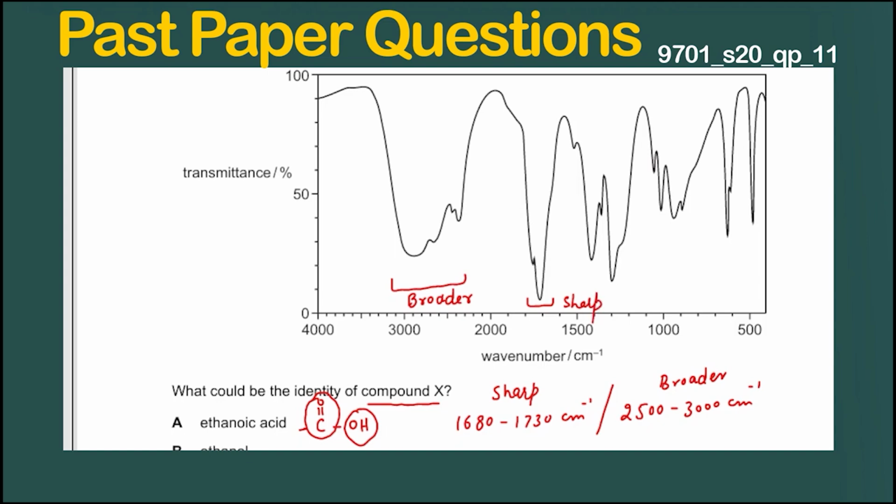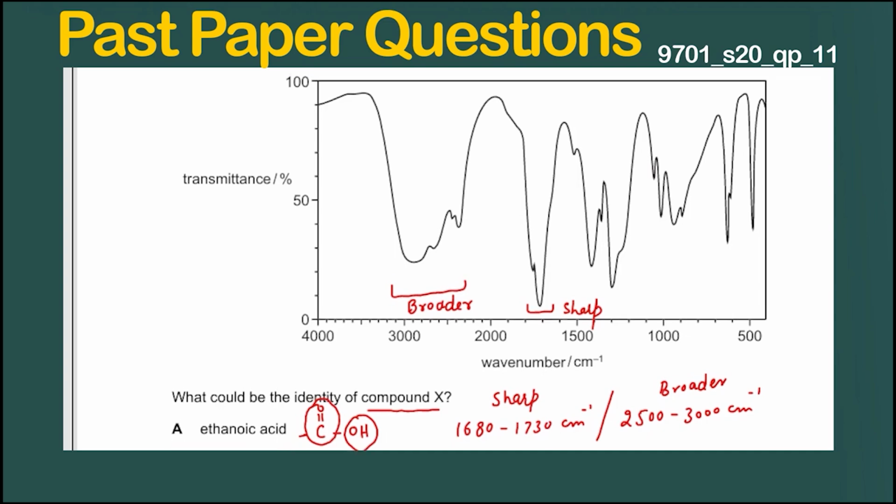In ethanol, there is only one OH group that is attached with the carbon. So for this, if you look in the data booklet, you will get the value around 3200 to 3600 per centimeter. Again, this must be a sharp peak if we are having only alcoholic group.